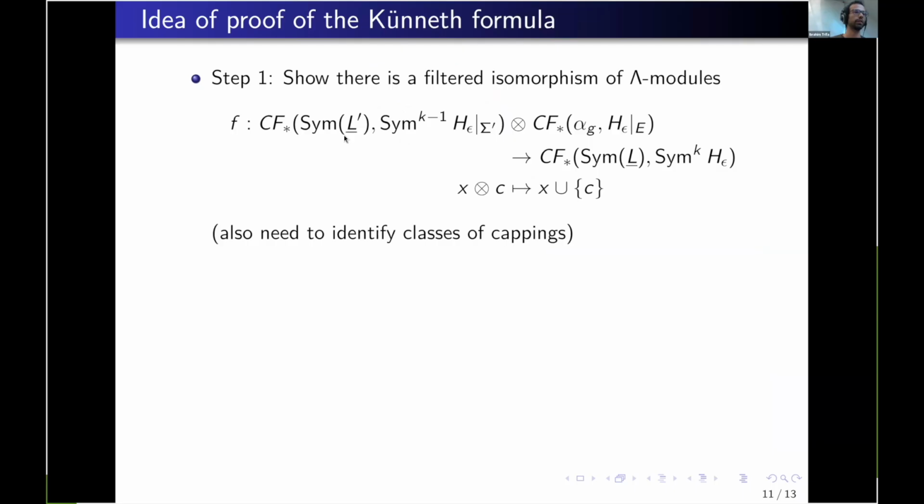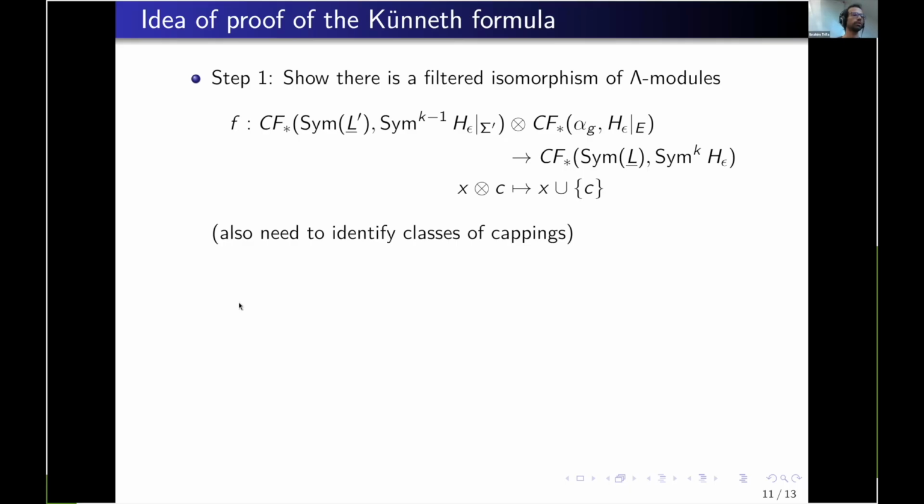So if we take a generator of this complex here, it consists of a capped intersection point. An intersection point in Sym^{k-1} of sigma prime is just k minus 1 points that I denote by x. And a generator here is an intersection point between alpha G and its image. So it's a point C. And then I associate to that the union of the k minus 1 points with this new point. So this gives me k points on sigma. So it's a point in Sym^k of sigma.